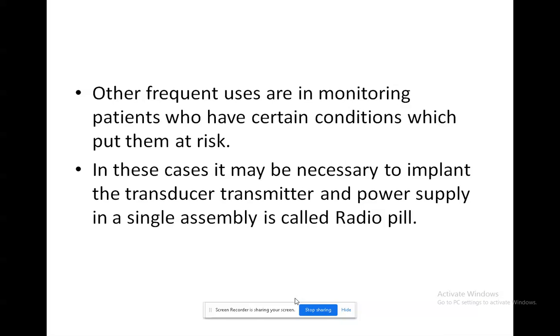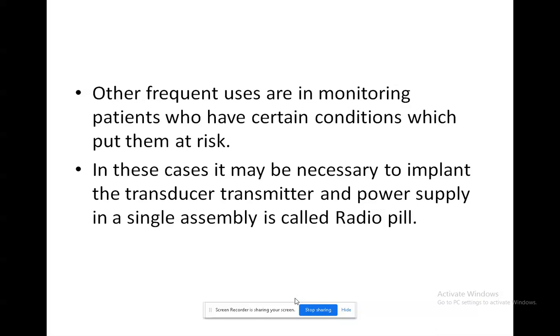In these cases it may be necessary to implant the transducer, transmitter and power supply in a single assembly, which is said to be the radio pill. So the radio pill covers the transducer, transmitter and power supply. These components all together are called a radio pill. They will be implanted, or by doing some surgery you will be placing the radio pill in your body to collect the parameters.